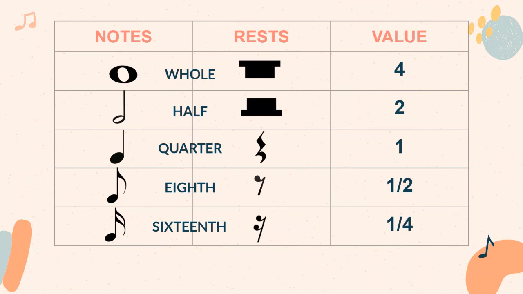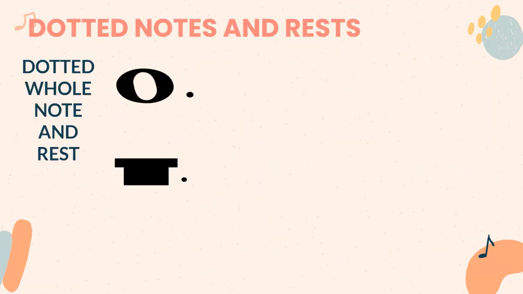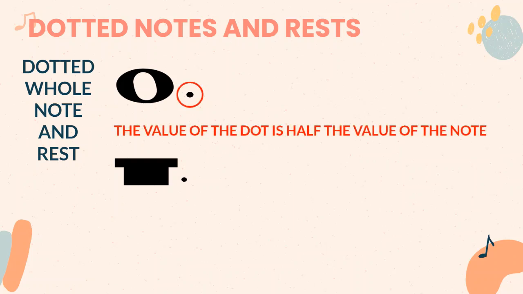Before we proceed to the examples, pause this part and copy this in your psychomotor cluster notebook for your reference. Always remember this: the value of the dot is half the value of the note beside it. For the values of the regular notes and rests, please refer to the one you've copied in your notebook.